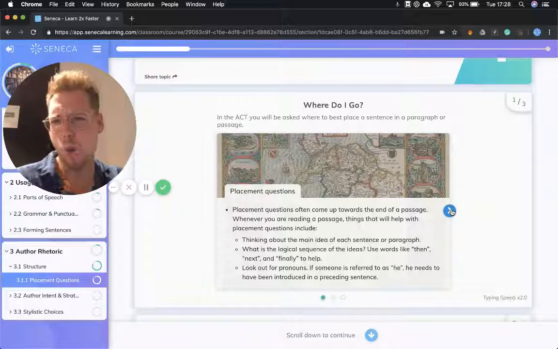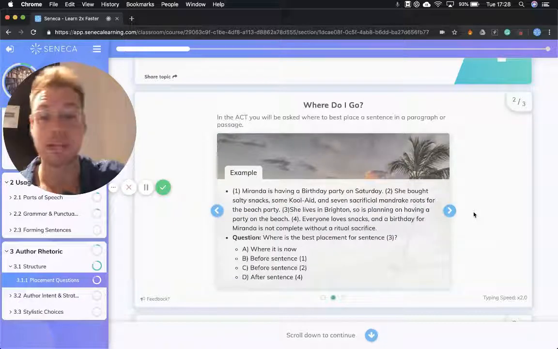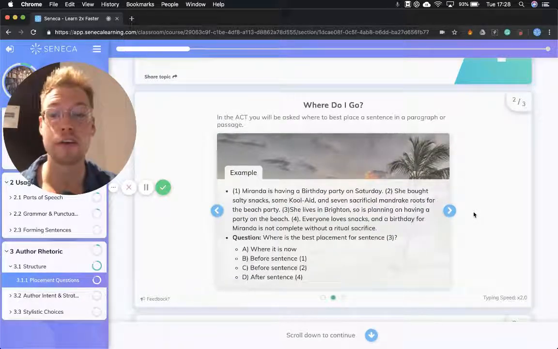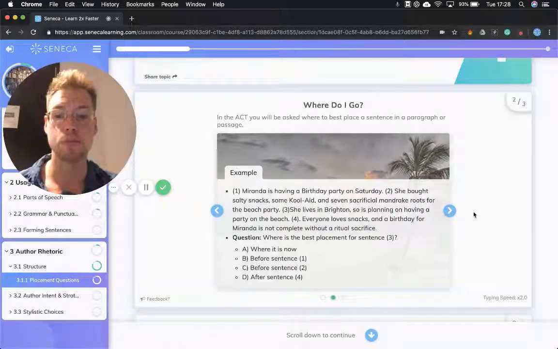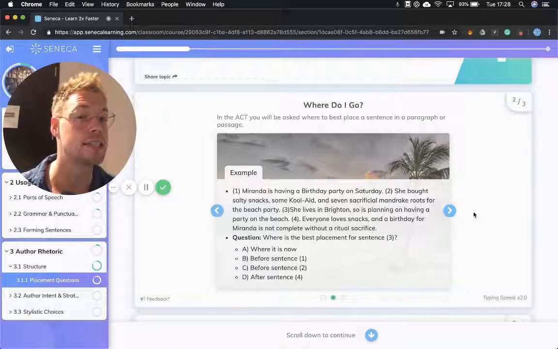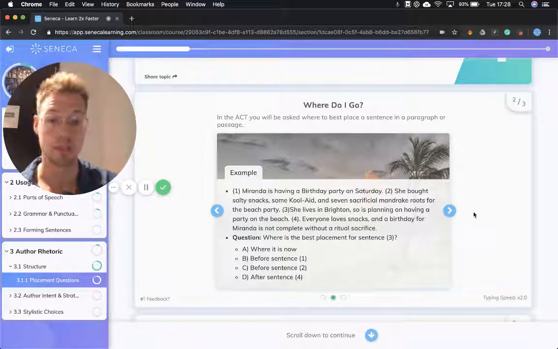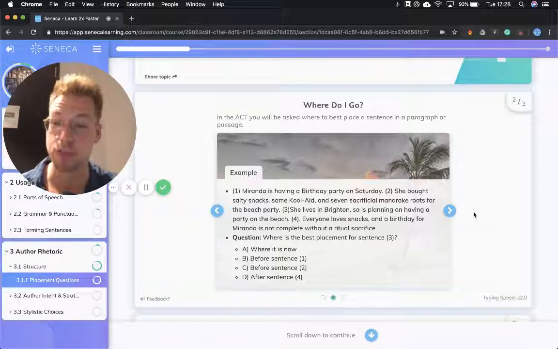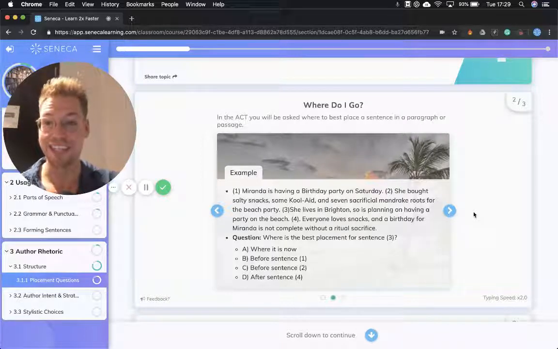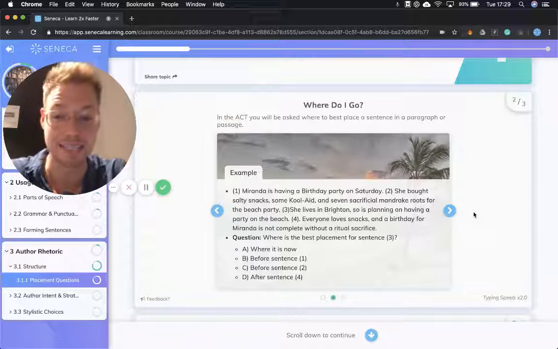Okay, so what else have we got to learn today? Well, let's go through an example. So my friend Miranda was having a beach party. She brought salty snacks, some Kool-Aid, and 7 sacrificial mandrake roots for the beach party. She lives in Brighton, so is planning on having a party on the beach. Everyone loves snacks, and the birthday for Miranda is not complete without a ritual sacrifice. So those are our sentences.